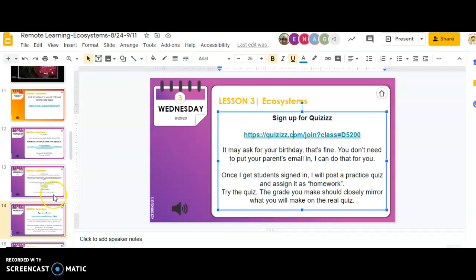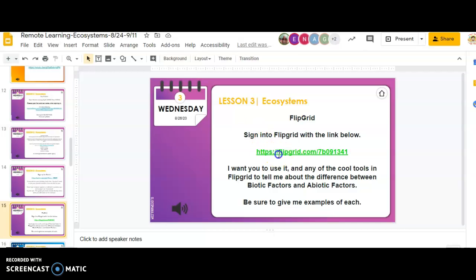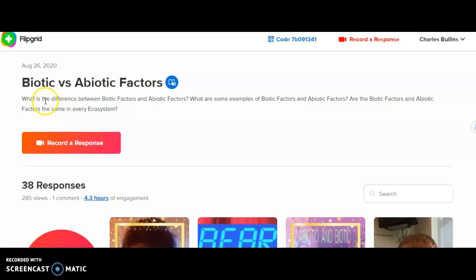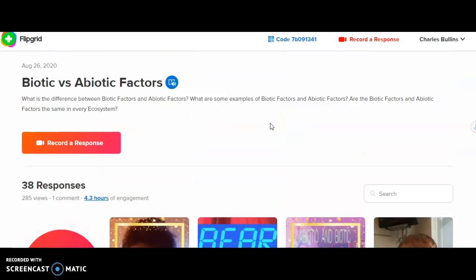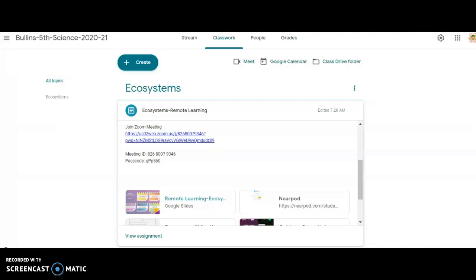And then finally, the last thing on our agenda today was to go into Flipgrid, and you have a prompt. And your prompt is, what is the big difference between biotic and abiotic factors? What are some examples of biotic factors and abiotic factors? And are the biotic factors and abiotic factors the same in every ecosystem? And you can see lots and lots of students have made some fantastic videos. Make that video and submit it to me so that I can go back and look at it. And I think I'm actually going to grade these. I think it'll be one of our first grades, a very, very easy grade for everyone to get. So that is everything that we have to do for today.